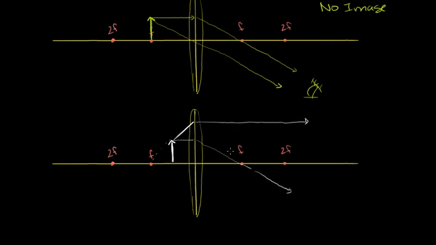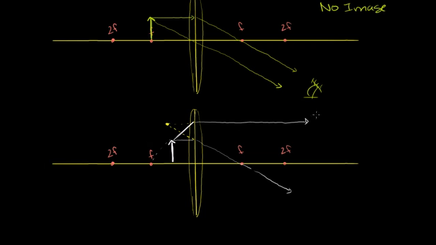So clearly, these 2 light rays are not converging, so no real image is going to form. But they do look like they're diverging from some point. Let me continue these lines. They both look like they're coming from a point right over there.